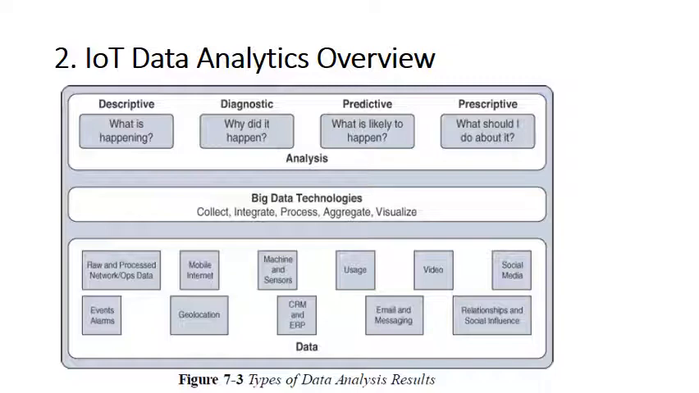Then the third one is predictive analysis. What will happen in the future, for example what is the load of the system at the next time step. After that, prescriptive: what should I do about it. If something is going wrong in the system, what action can I take, that's called prescriptive analysis.